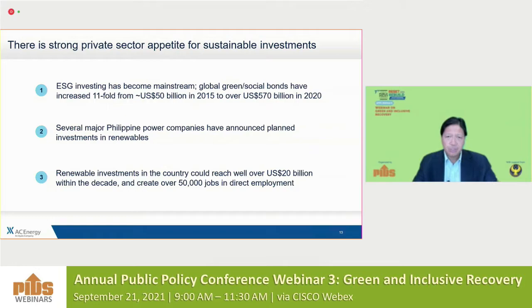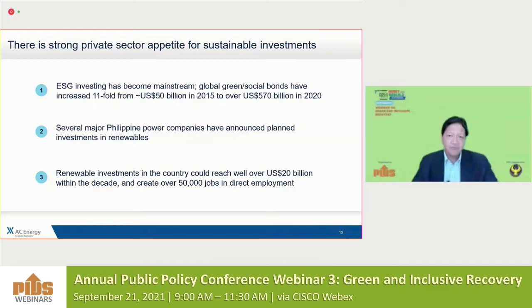We've already seen a lot of the local major power companies announcing plans to invest big in renewables. This is also supported by the global market, the backdrop of the very strong demand for green social bonds, sustainability-oriented investments. And you've seen green and social bonds skyrocket in the last 5 years, growing 11-fold from a $50 billion global size to over $570 billion of issued green and social bonds in 2020. And we see that growing significantly still.